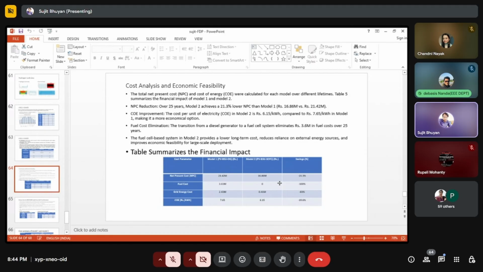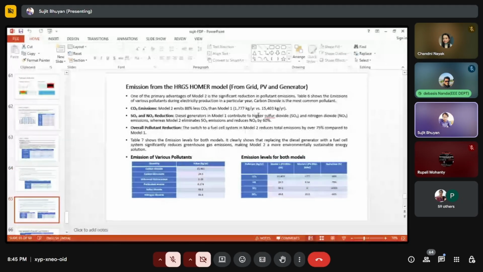So these are the comparison between model 1 and model 2, whatever I have designed, and this is the cost per unit of electricity. See, in model 1, 7.65 rupees per kilowatt hour. Here, 6.15 rupees per kilowatt hour. So the cost of charges is less in model 2. So my model 2 is more efficient than model 1. And this is the CO2 emission, SO2 emission, sulfur oxide, and NO2 nitrogen oxide emission by using module 1 and module 2. See, my module 2 is much better than module 1. In terms of minus 80%, minus 70%, minus 100%, minus 60%, the reduction in CO2, SO2, NO2 is large. So this is known as environmental social governance. So my green hydrogen is more efficient.